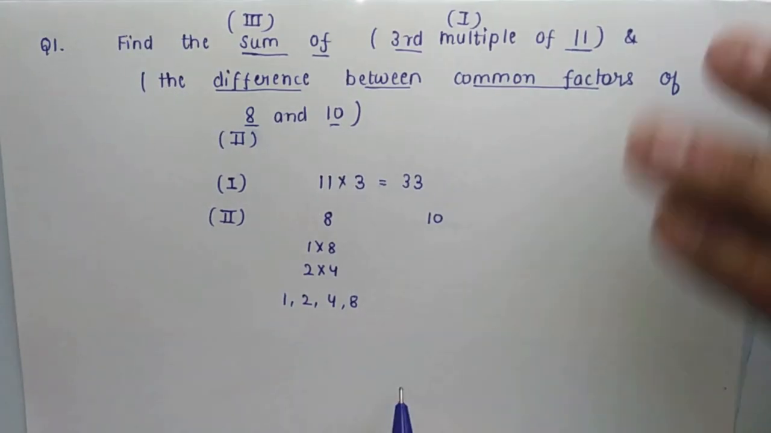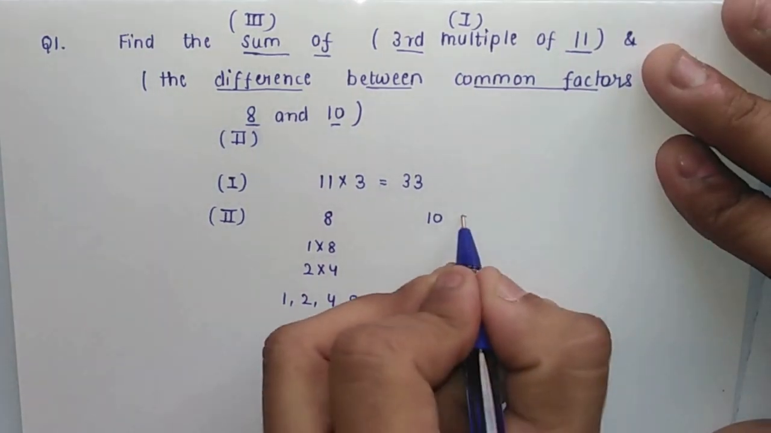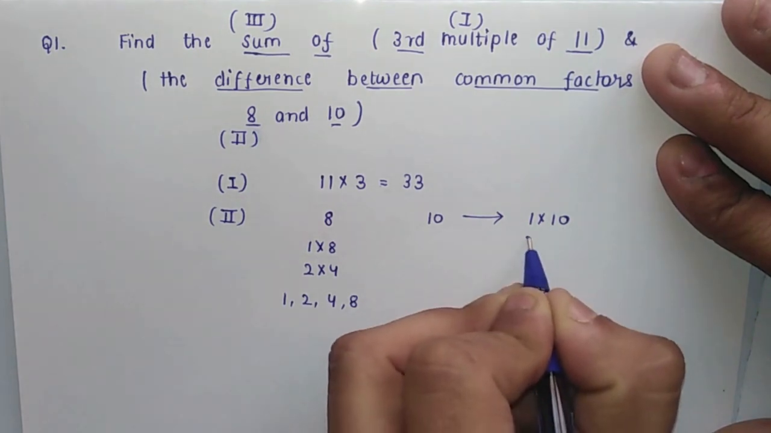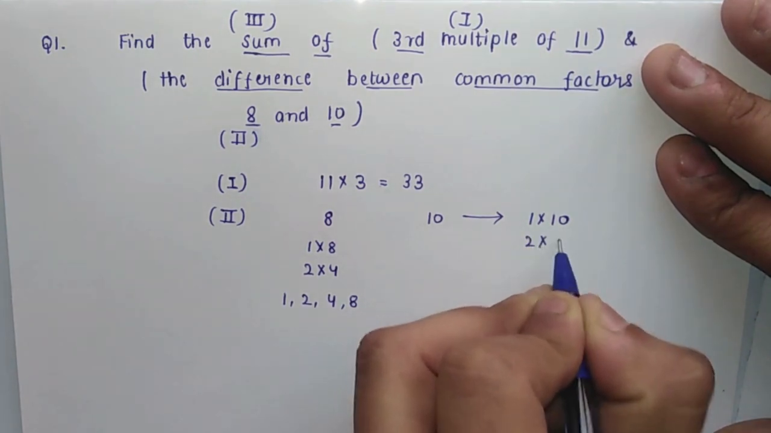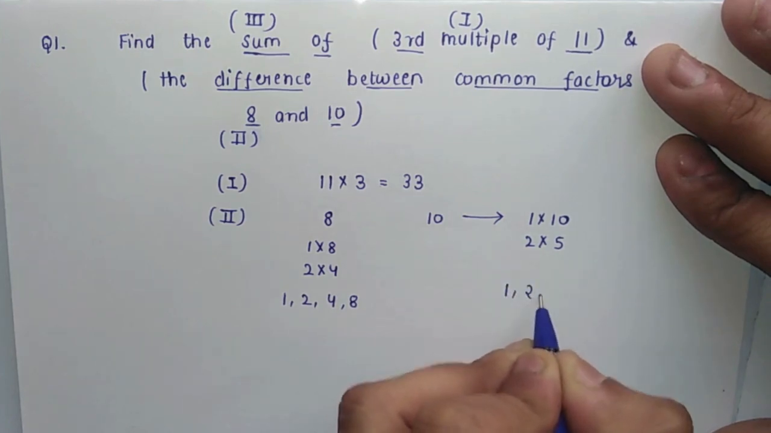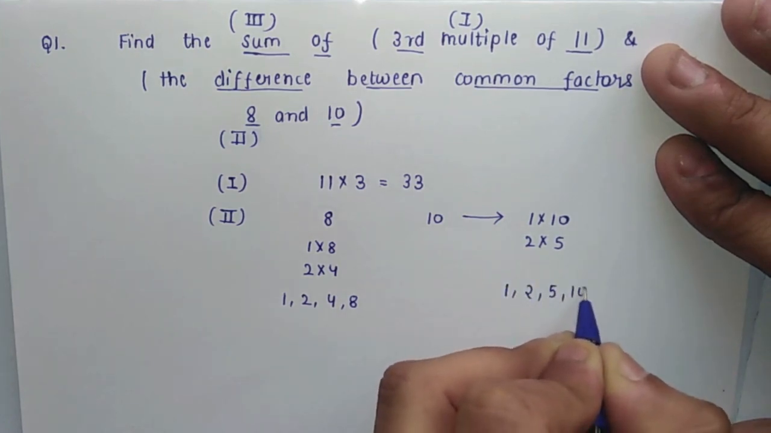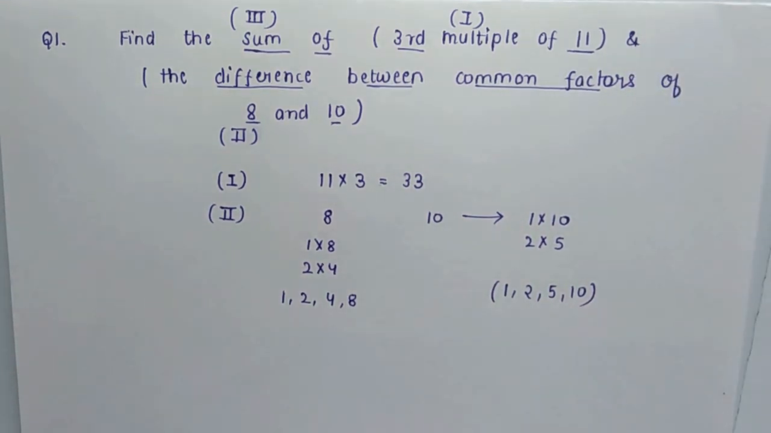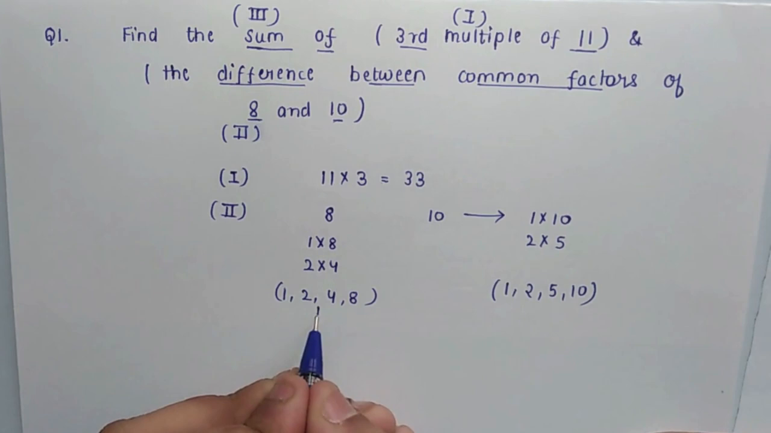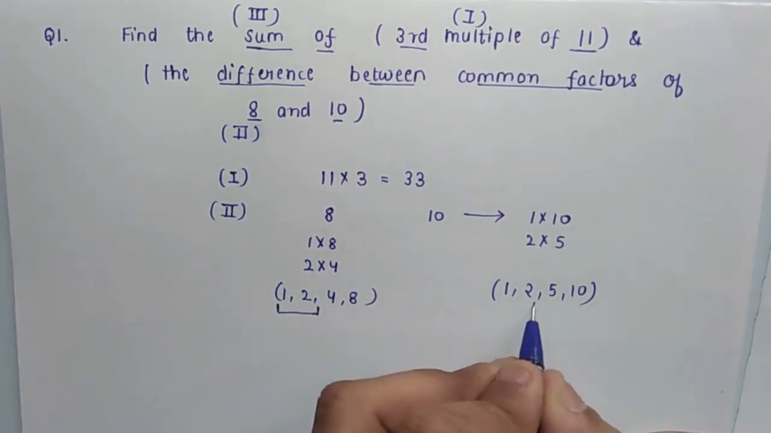Right. Let's see for 10. 10 can be written as 1 times 10 and 2 times 5. So the factors will be equal to 1, 2, 5, 10. So these are the factors for 8 and 10. Let's see which is common in both of them. 1 and 2 are common in both of them.